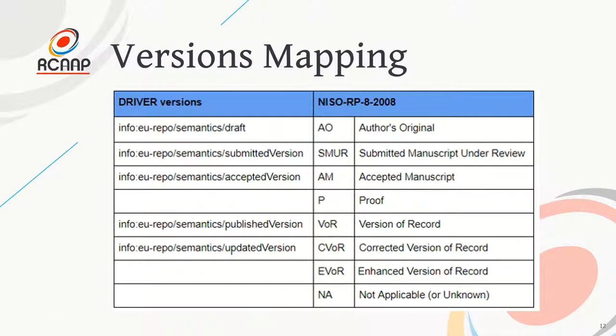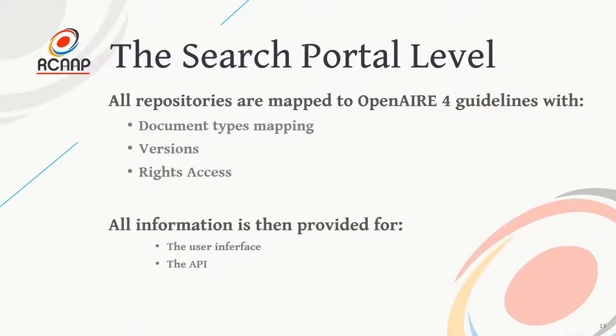Also, we made, in some cases, a mapping of existing information to the new information. For example, this table shows us that we have fewer versions in the old driver versions vocabulary compared to the new one. So it means that this new vocabulary is richer than we had before. And this is an example of the versions, but it's the same for document types, for example.